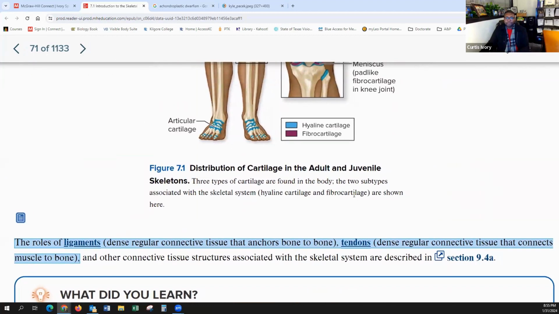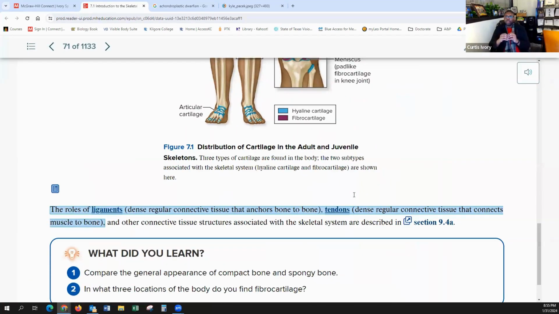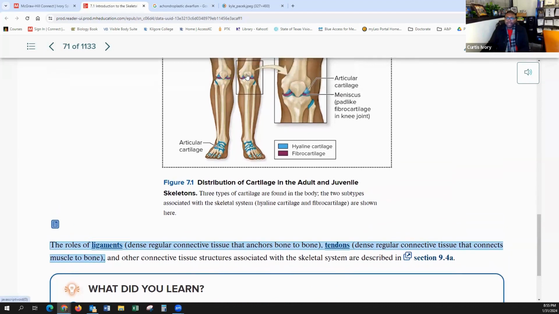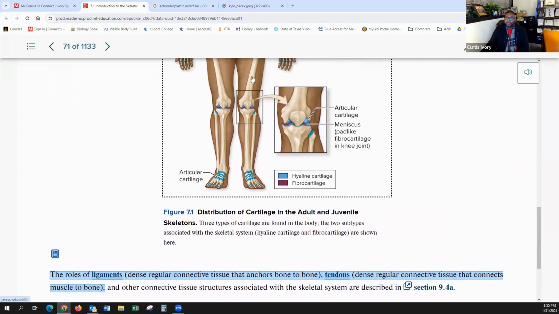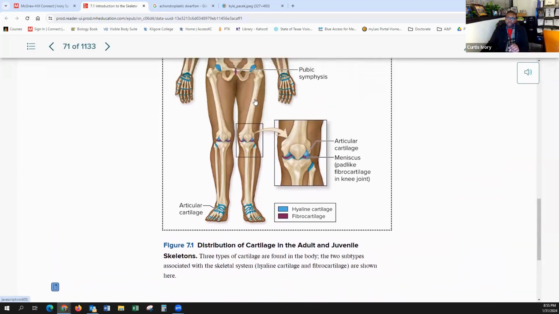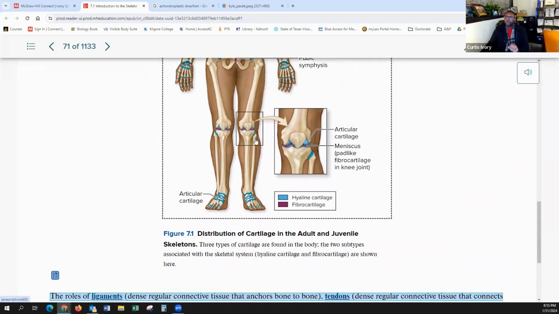Ligaments are going to attach or anchor bone to bone. If you've ever heard of someone getting an ACL tear, ACL stands for anterior cruciate ligament, which is located right here in the knee, behind the kneecap. So it's attaching the femur to the tibia. So ligaments are going to anchor bone to bone. Tendons, however, are going to attach muscle to bones.